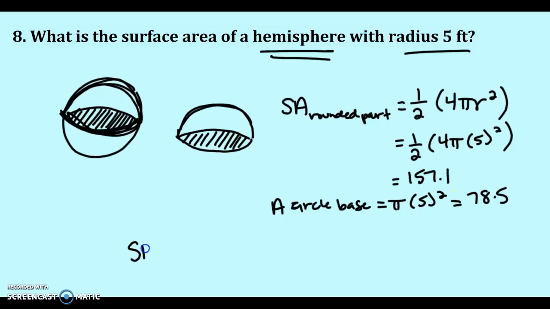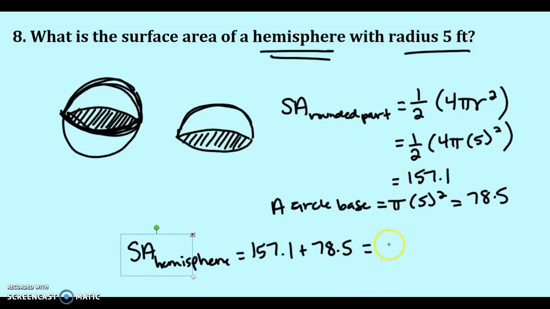So now the total surface area of the hemisphere is going to be 157, that outside rounded part, and then plus that added on base at the bottom. So the total surface area of that hemisphere is 235.6 feet squared.